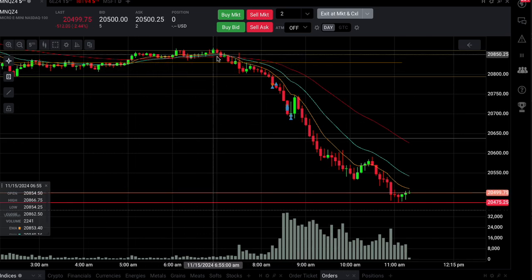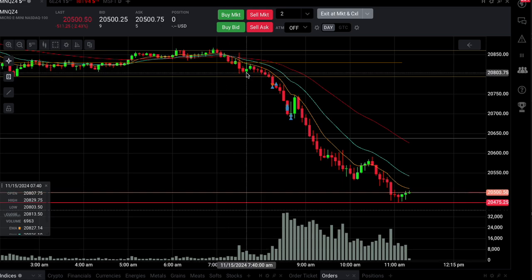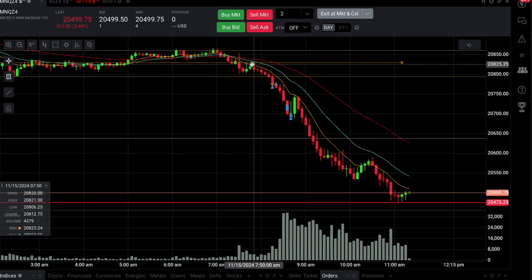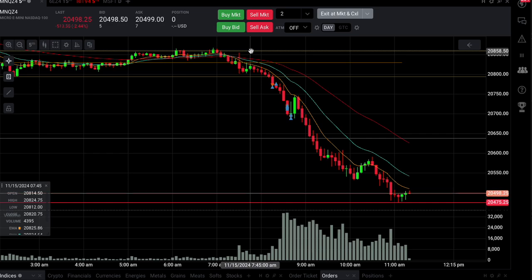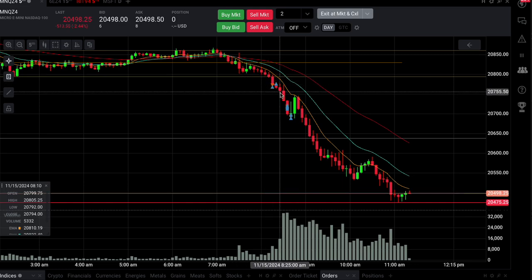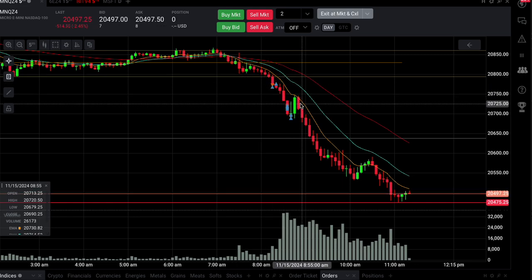So NQ was all in this range here, and I didn't touch it. My trades were, if it goes long over this level or this level, I'll take a long. If it breaks those levels, I'll look for a long. If it goes below this level, I'm looking for a short, as long as there's confluence in the market.